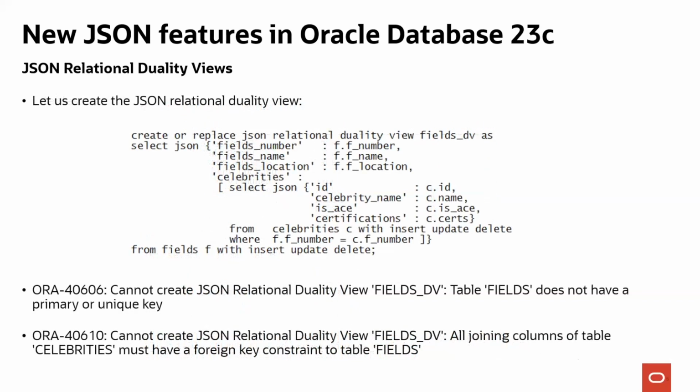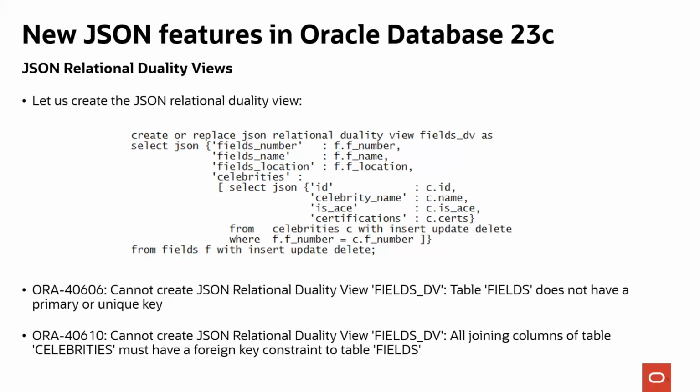All right. So there is a special syntax for how you create the duality views, and here is the syntax. It might look a bit cryptic in the beginning, but the first line is the creation and the name of the duality view. So it's a CREATE DUALITY VIEW. I give it a name, we call it fields_dv, and we add a select statement. That's it. The syntax is simple: create duality view as select from something. And we select the field number, the field name, the location, and we select the celebrities as JSON. For each celebrity, we add the ID, the name, whether he is an ace, and how many certifications the person carries. As you can see, in the from row we have WITH INSERT UPDATE DELETE, which basically means that we can do DML. We can insert, update, and delete the data through the view, which I'll also show you how it is done.